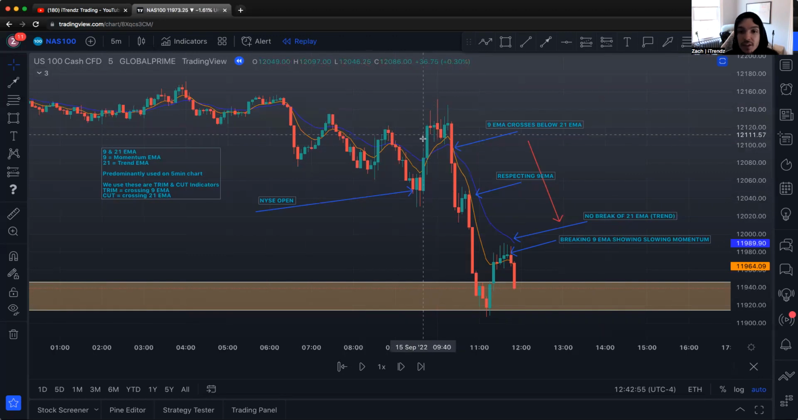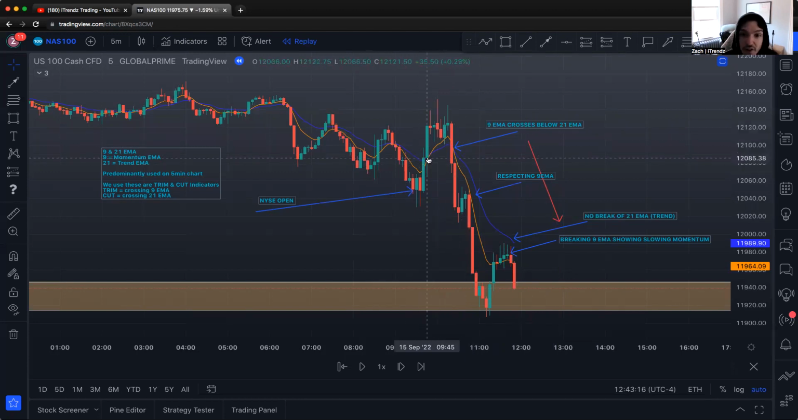But the main point here is that we started building out this flag, and then we had this big red reversal candle. One thing I want to point out is what's going on right now. Price is crossing below your 9 EMA and your 21 EMA, and then your 9 EMA crosses below your 21, right? So that's indicating that you're having more momentum to the downside.